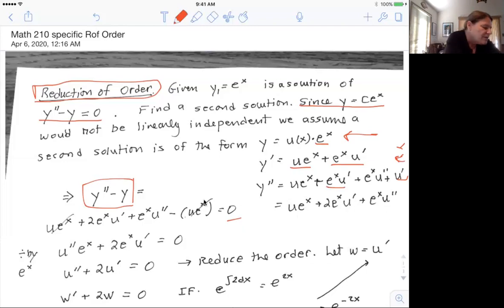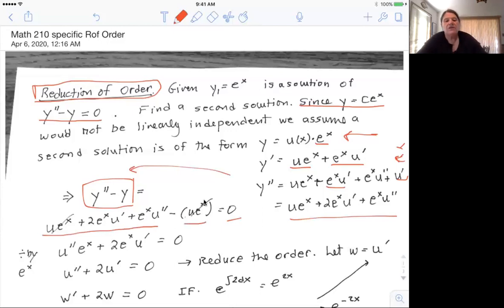I'm now going to plug them into here. Okay. So my u double prime is all of this. All right. And then minus my y, the thing that I'm guessing or trying to find as a solution is some u e to the x. So I plug it into the DE. One thing drops out, the first and the last term right here. And I'm left with this, and I'm going to write it in this form. I'm going to write u double prime e to the x plus 2 e to the x u prime. That's just what's left after what drops out after you plug it into the DE.